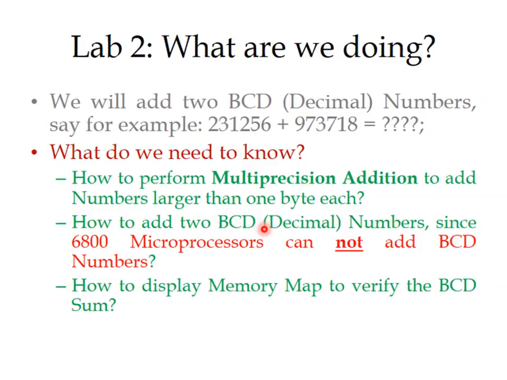We also want to know how these microprocessors handle the addition of binary coded decimal numbers. Because the microprocessor actually cannot add binary coded decimal numbers, because every time you're trying to add BCD numbers, those numbers are treated as hex. So even if you don't want hex addition, your microprocessor will actually add the numbers as hex. Now we need to know how we can adjust this, okay?